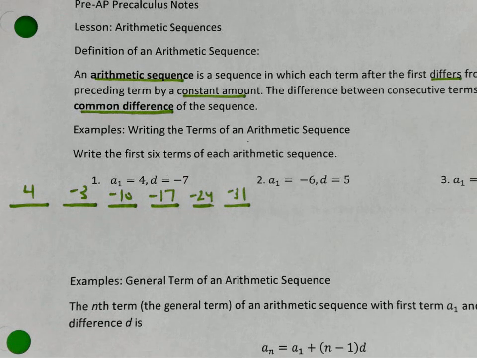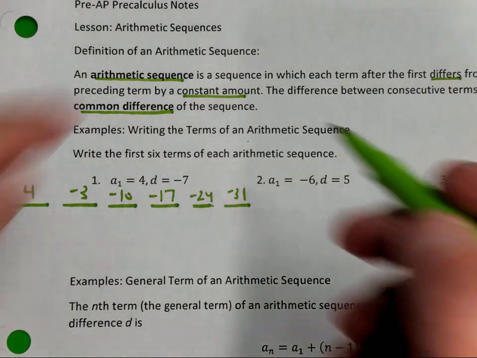All right, let's look at number 2. What's the first term of the arithmetic sequence? Negative 6.